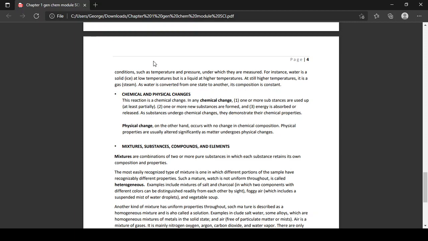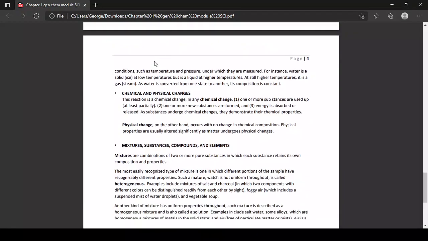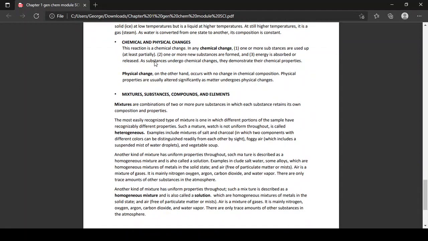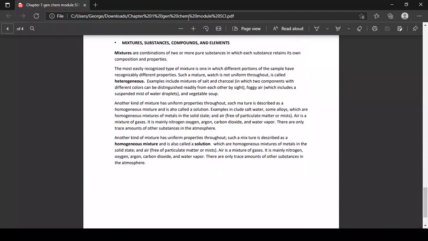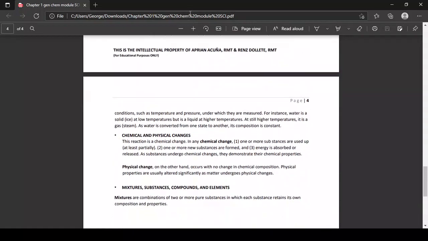A physical change, kids, on the other hand, occurs with no change in chemical composition. Again, there is no change in its chemical composition. It dried, melted, changed color, its temperature rose, or it cooled. That is a physical change. Physical properties are usually altered significantly as matter undergoes physical change. So that is the concept of physical and chemical properties. Correct? Clear, kids? This is the last one, then we move to mixtures, and we are done.